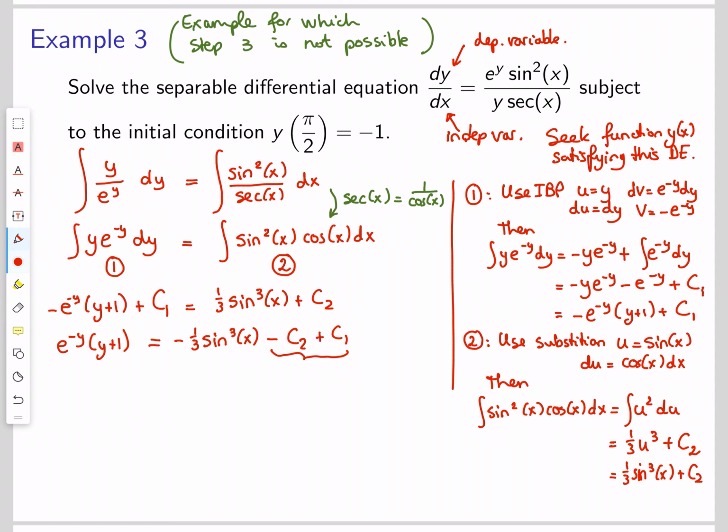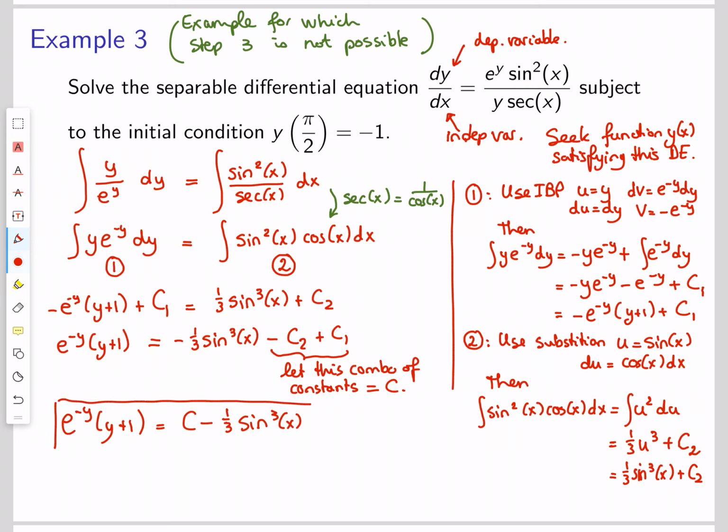Now, if I've got a jumble or a combination of constants, that's just another constant. So let's just call this C. Let this combo of constants be equal to C. And so what do I have then? I then have e to the minus y times y plus 1 is equal to C minus 1/3 sine cubed of x. Okay, and this is my general solution to the differential equation.